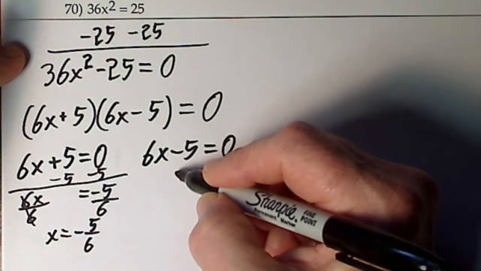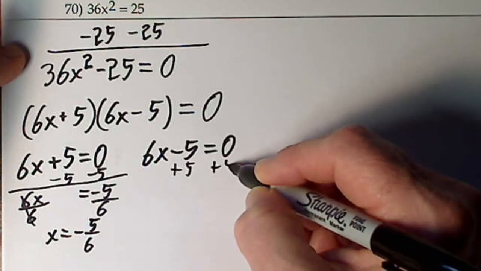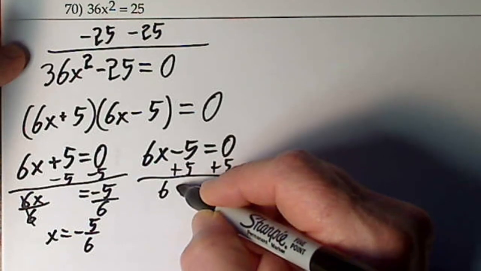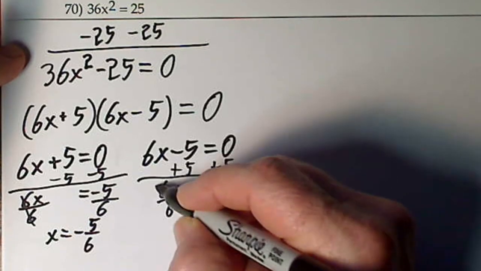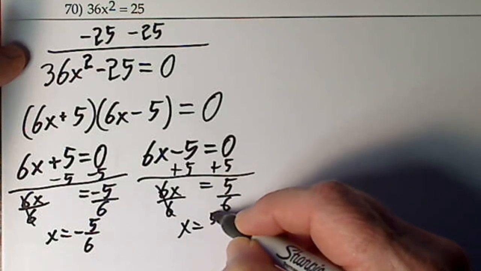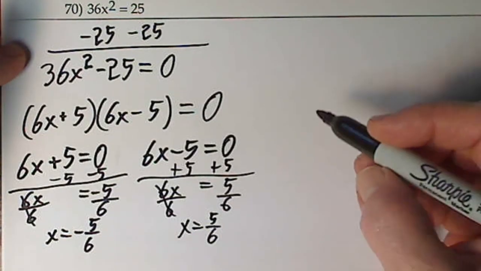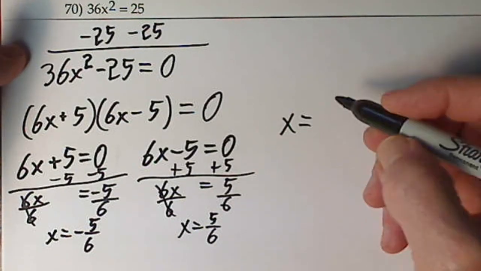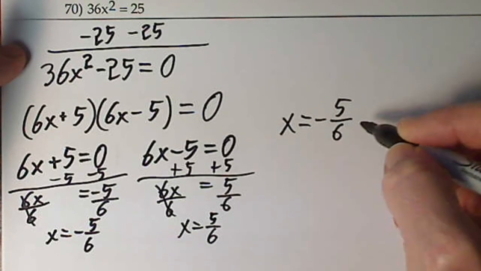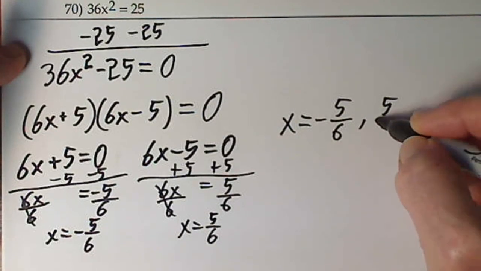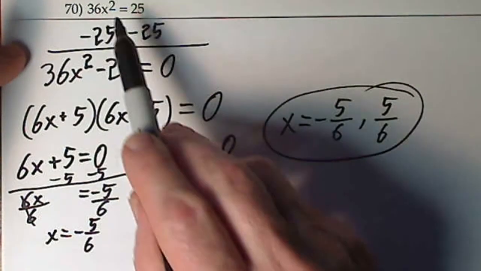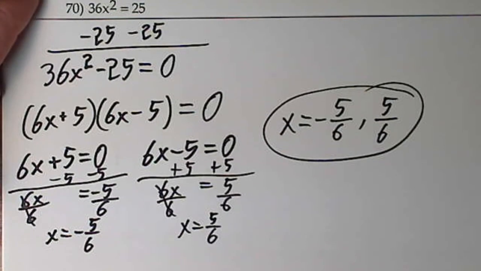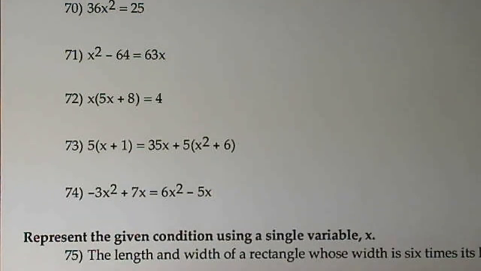And for this one, add 5 to each side, and you have 6x equals -5. Get rid of your 6. X equals -5/6. Okay, so your answer is x equals -5/6 or +5/6. Okay, those are both solutions to number 70. And let's see, we will also take a look at number 71.